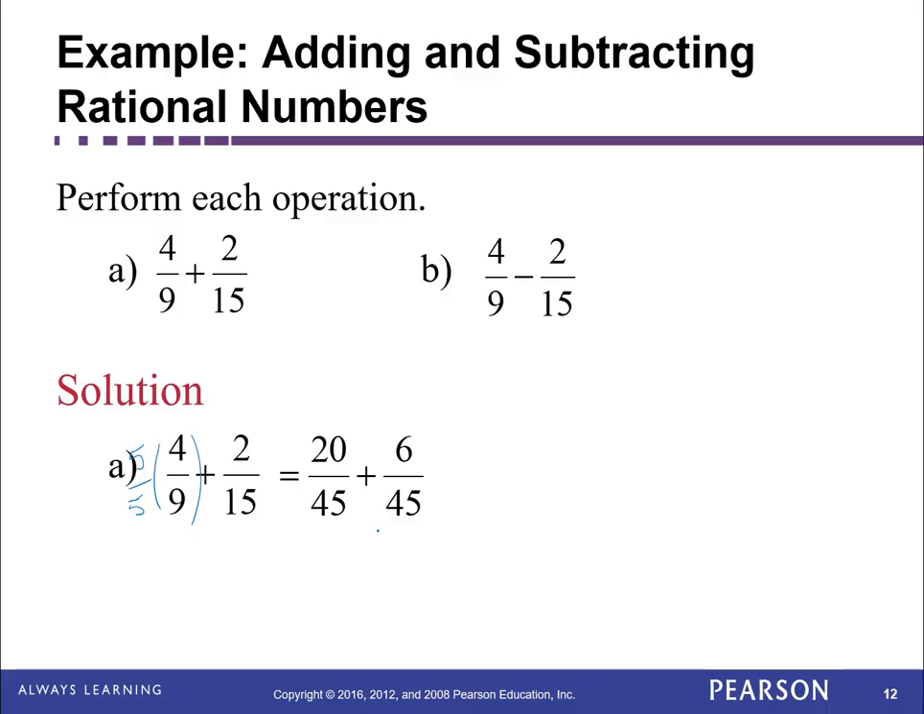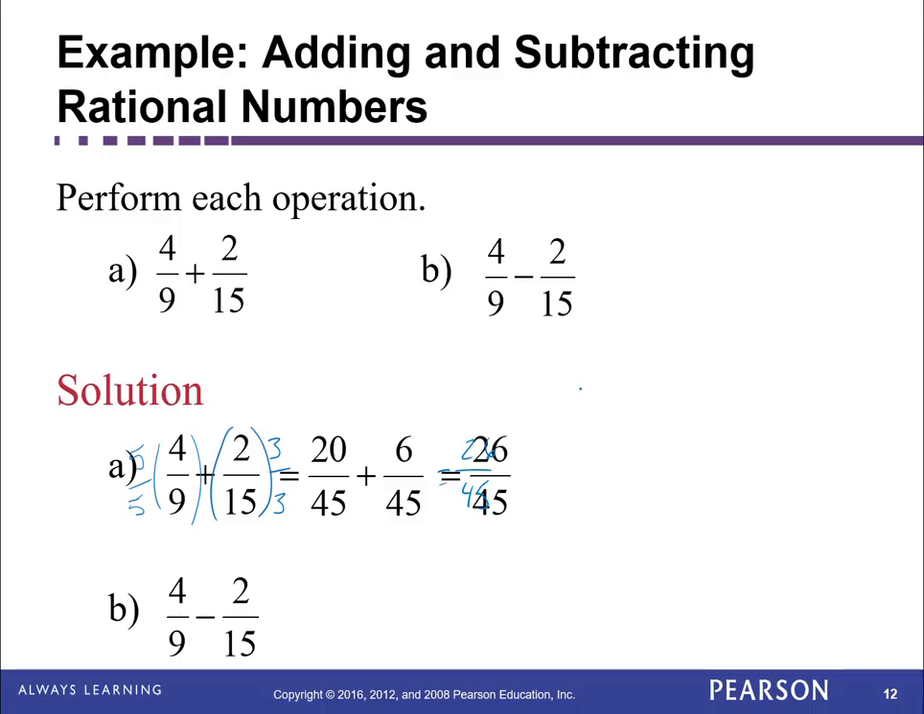Now for this 15, we also want it to be 45 so that the denominator is the same. What did we do to make that happen? Well, we multiplied 15 times 3. So we also need to multiply 2 times 3. That gives us the 6. Now 20 plus 6 is going to give us 26, and that's going to be over 45. We're able to do that because we have that common denominator. And I obviously clicked over to it as well.